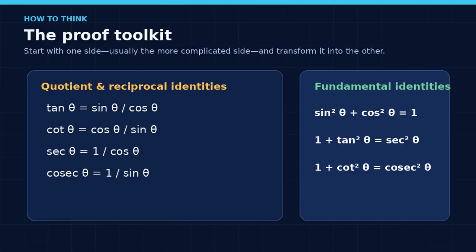Our strategy is to start with one side, usually the more complicated side, and transform it step by step into the other side. Remember these tools? Tangent theta is sine theta over cosine theta. Cotangent theta is cosine theta over sine theta. Secant theta is 1 over cosine theta and cosecant theta is 1 over sine theta. The 3 fundamental identities are sine squared theta plus cosine squared theta equals 1, 1 plus tangent squared theta equals secant squared theta, and 1 plus cotangent squared theta equals cosecant squared theta.